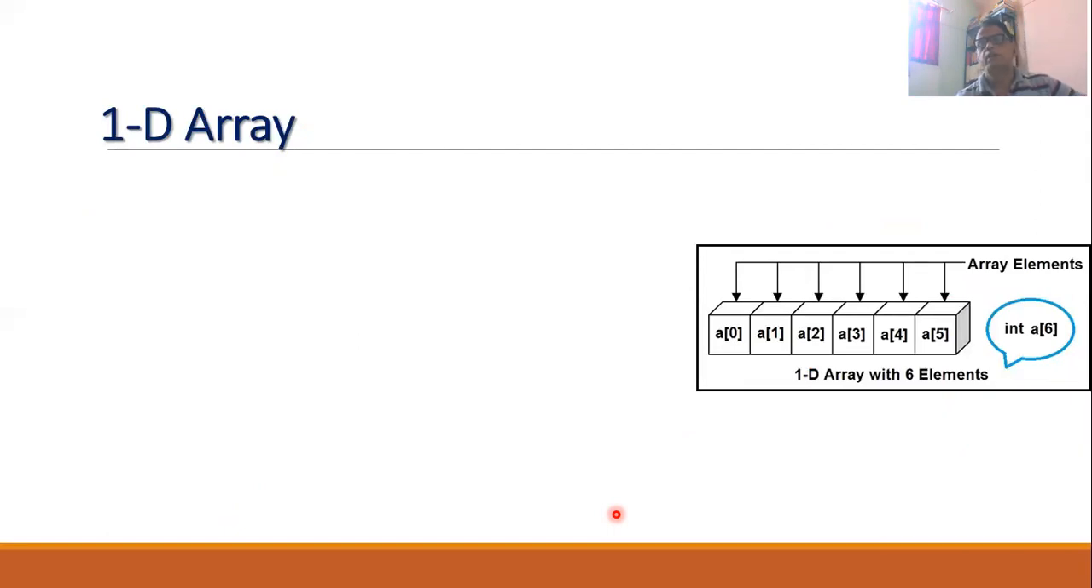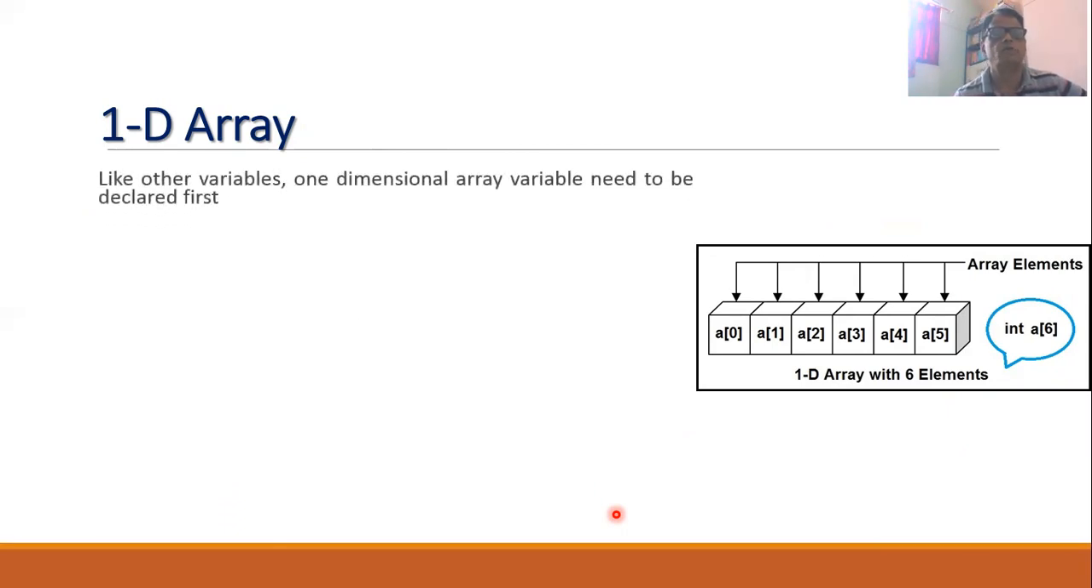So let us first of all understand what we mean by a one-dimensional array and how we can deal with it in the C programming language. Now we know that in C programming language, whenever we are dealing with any variable, we need to declare that variable before we actually make use of it. Similarly, when we want to use a one-dimensional array in any program, that variable needs to be declared first.